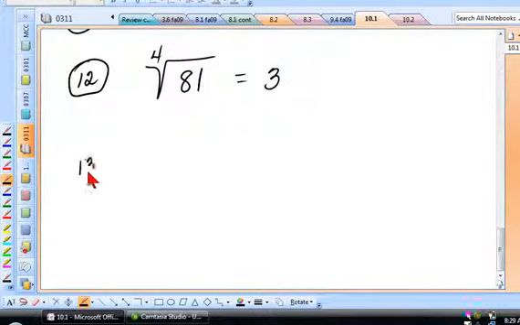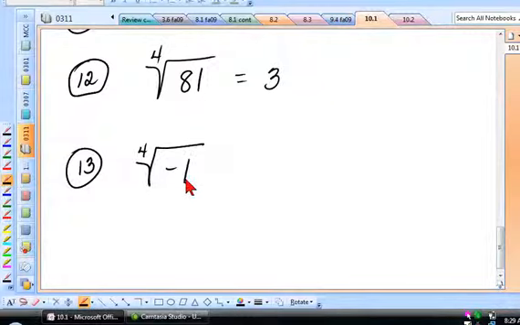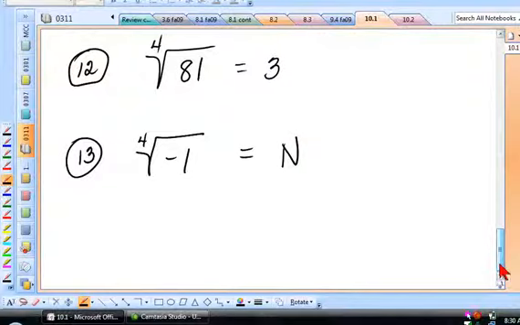Number 13. It says, what is the 4th root of negative 1? Error. Okay, he got an error message. I said earlier that you can take the cube root of a negative, but you can't take the square root. Well, we can extend that idea. You cannot take an even root of a negative radicand. So according to MATLAB, it would be an n.